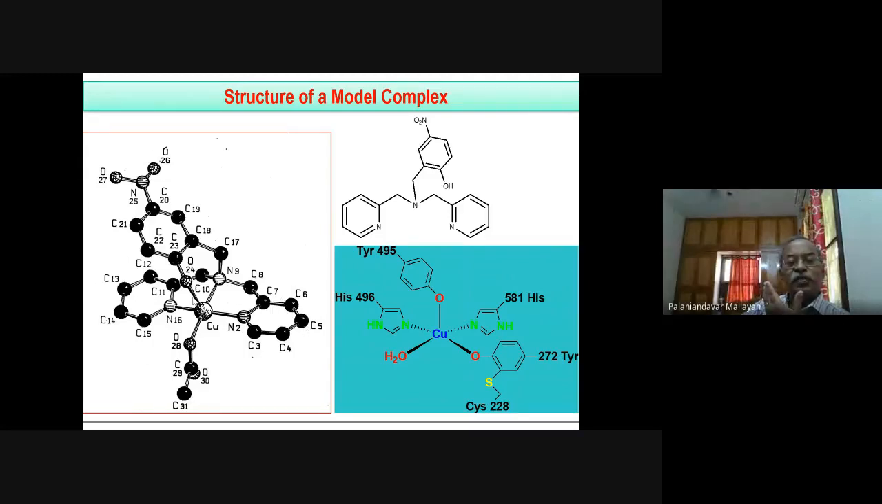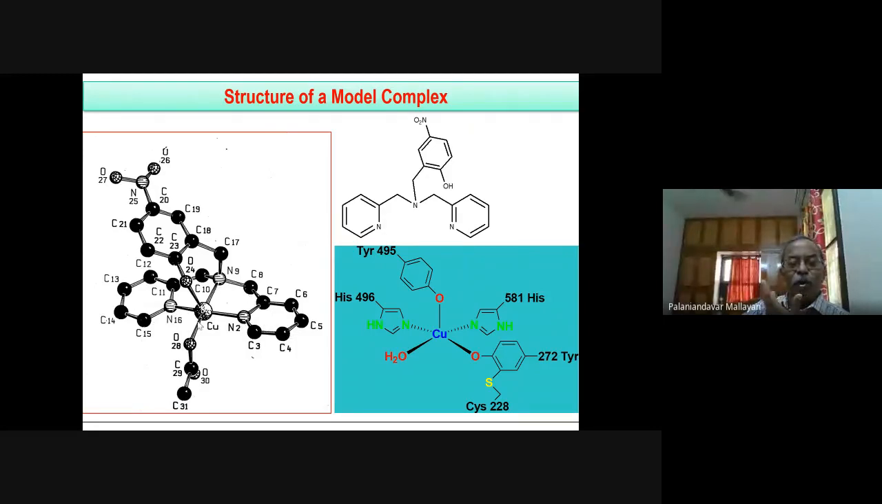We felt that it's very interesting, phenolate in the axial direction. At that time, this crystal structure of galactose oxidase was not known. So we were very excited that we had a structure like this, with phenolate in the axial direction. So as simple coordination chemists, we tried to publish it.